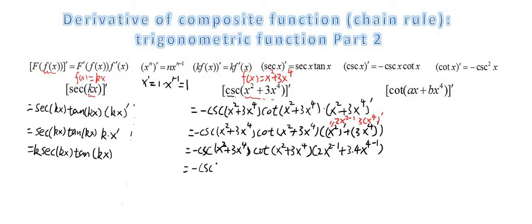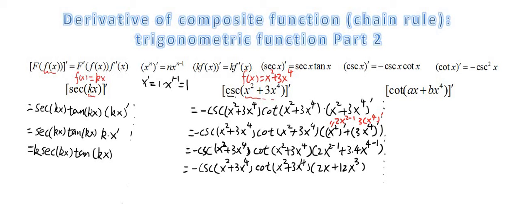Cosecant, we copy the first two terms, and we can simplify the last term. For the last term we have 2x plus 3 times 4, which is 12, x to the power 3. Okay, now let's address the last example.